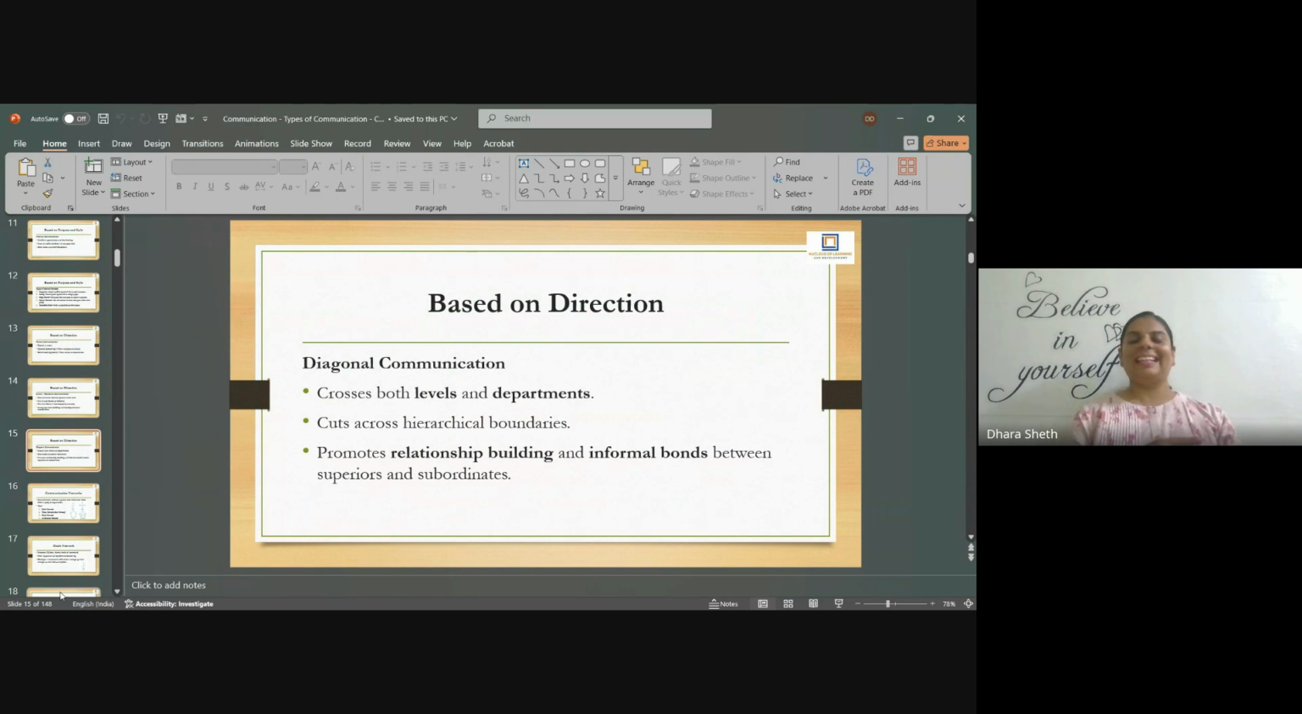Diagonal, that is interdepartmental communication. Employee of one department talking to HOD of another department, HOD of another department talking to employee of another department or another college. That's diagonal communication. Cuts across hierarchical boundaries, promotes relation building and informal bonds. Networking, what we call. Okay.